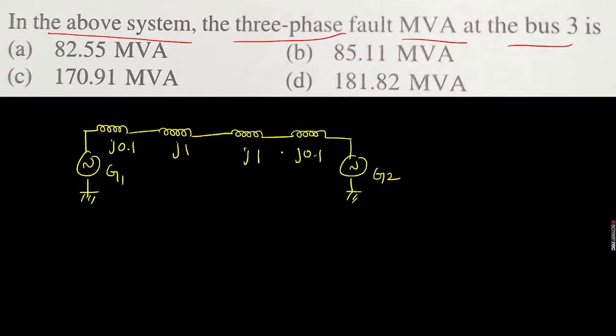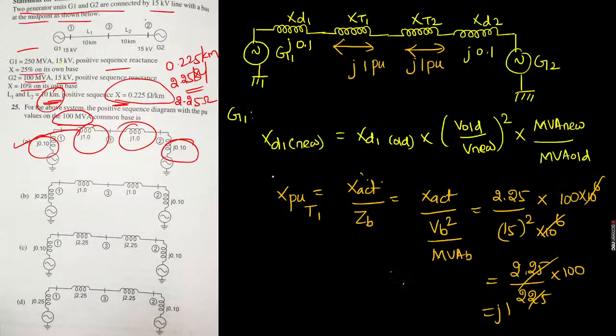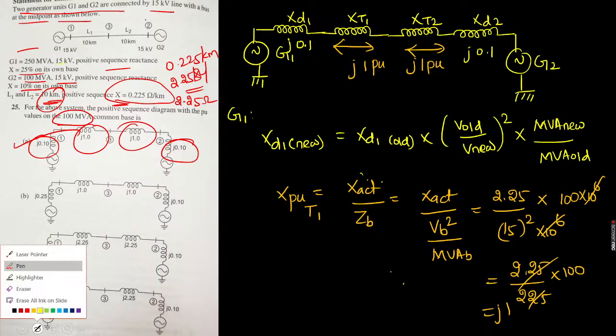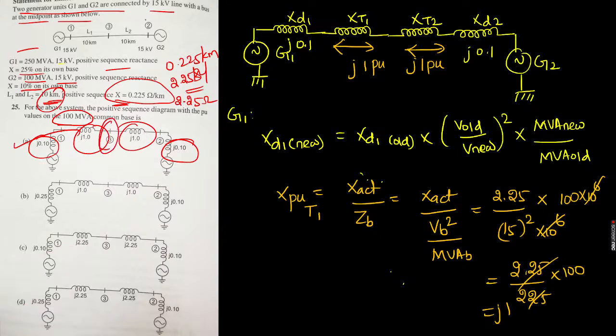What have they asked in the question? Where is bus 3? According to the given diagram, observe the options; they have clearly mentioned it in the option. This is bus 3, the middle point. That is, the fault happens at this place. This is the fault point. If a fault occurs at that place, the question is what the value of the fault level MVA will be. How will you solve it?